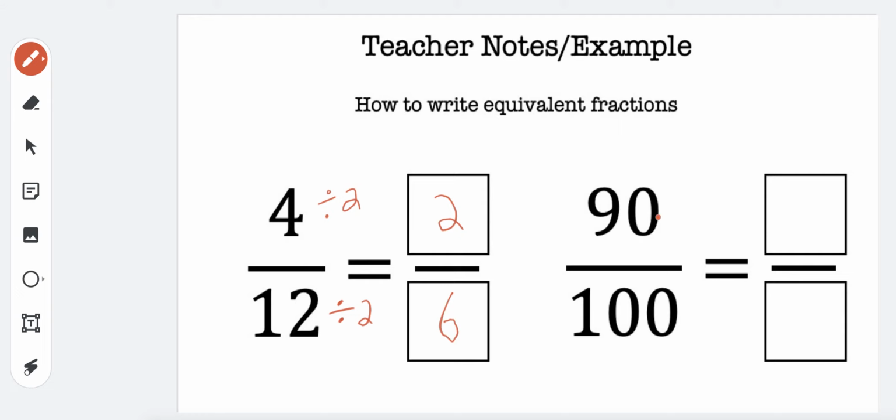For this one, we have the fraction 90/100ths. And I know I can divide both 90 and 100 by a common factor of 10. So let's divide both the numerator and denominator by 10.